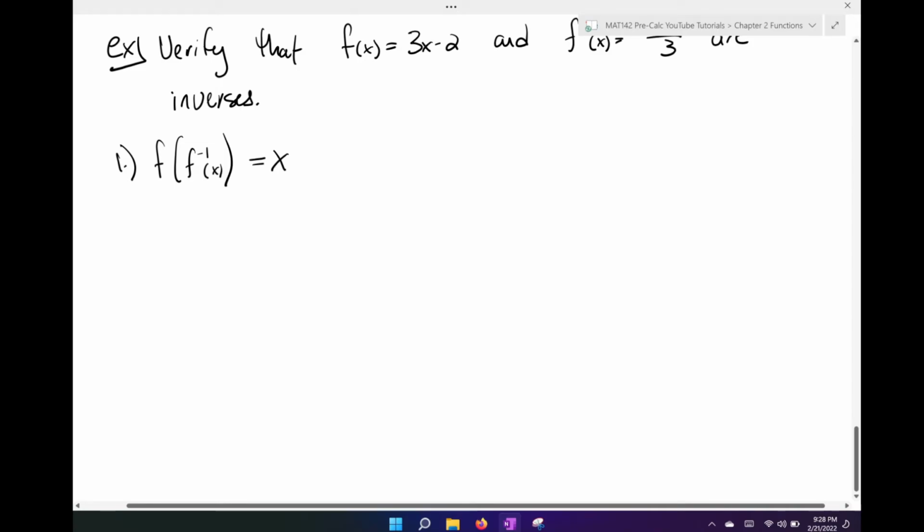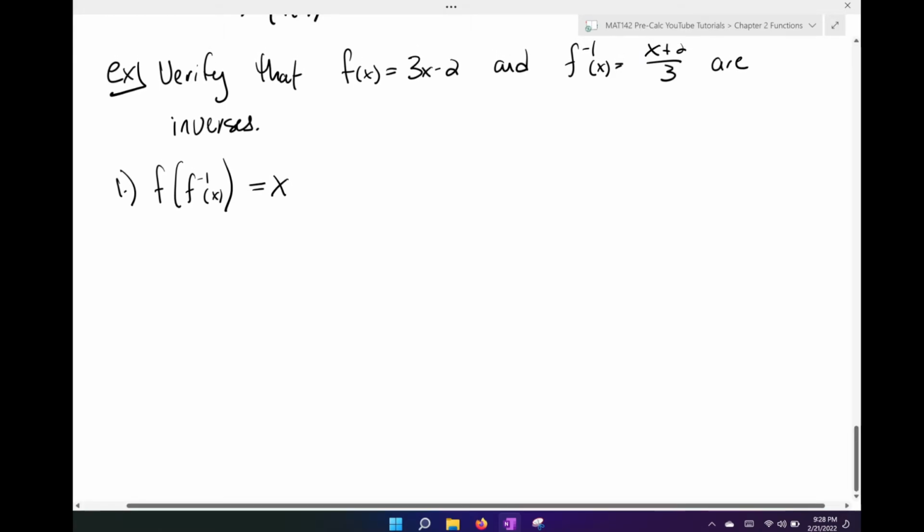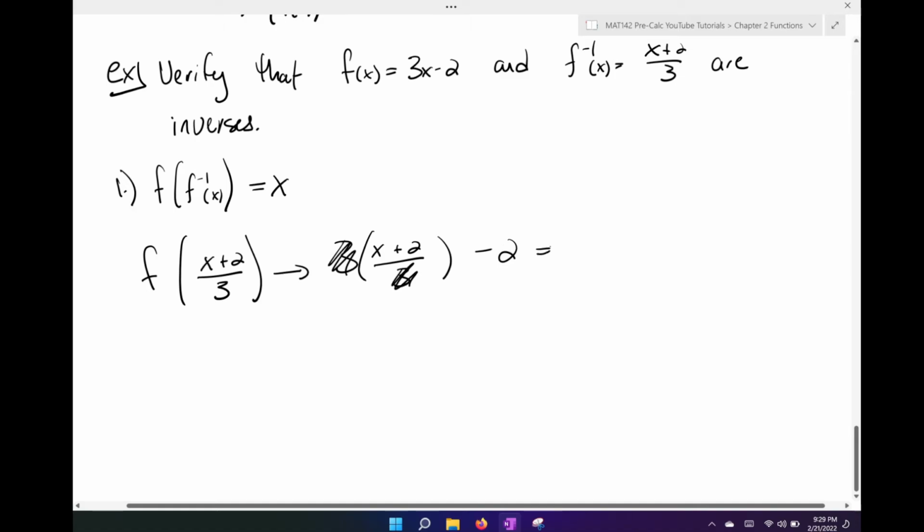So remember, if you want to do this, you could do this using that function machine that I was talking about earlier. Or you could just do it algebraically. So we're going to do ours algebraically. So what we want to find here is f of (x plus 2) over 3. So I'm going to rewrite f as 3, put my big parentheses, minus 2. Then I'm going to make my substitution of (x plus 2) over 3. And then simplify. Notice the 3's reduce. I get x plus 2 minus 2. When I simplify that down, I get x, so I can put a check mark.